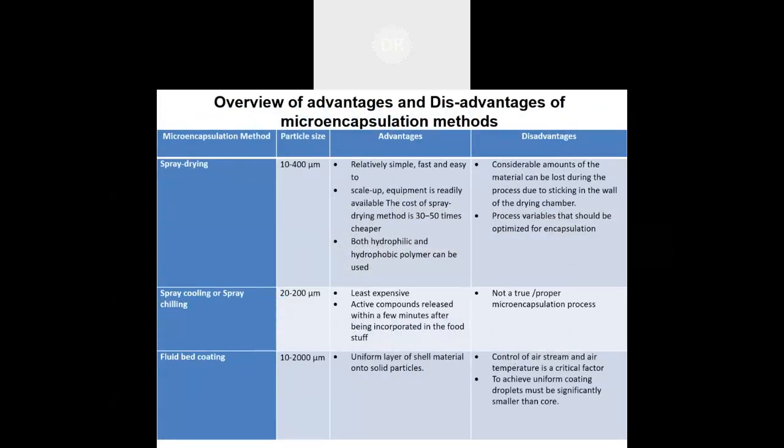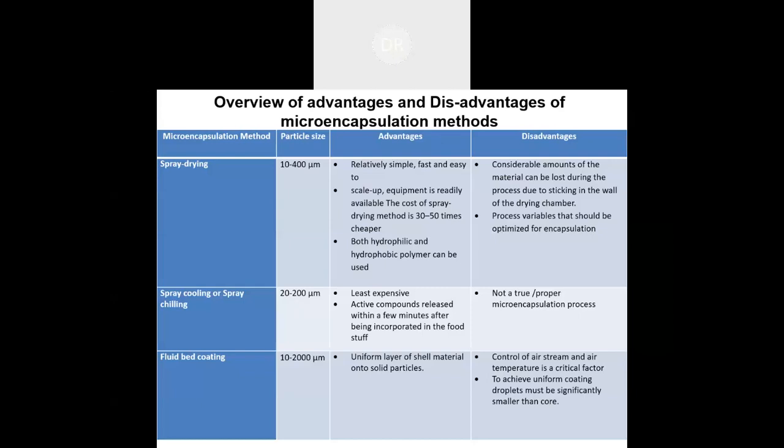Whereas if you consider its disadvantage, during drying in the chamber, if the particles are exposed to high temperature, then charring may occur, and you will get non-uniform encapsulated material. Spray cooling and spray chilling, your particle size will be 20 to 200 micrometers. It is less expensive than the other methods, but the microencapsulation is not proper and uniform in spray chilling.